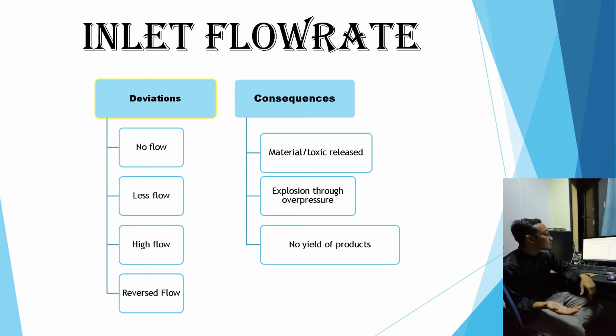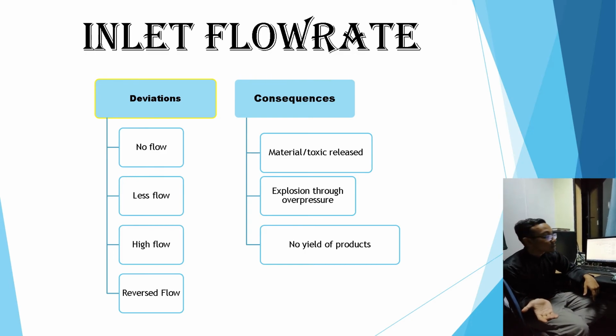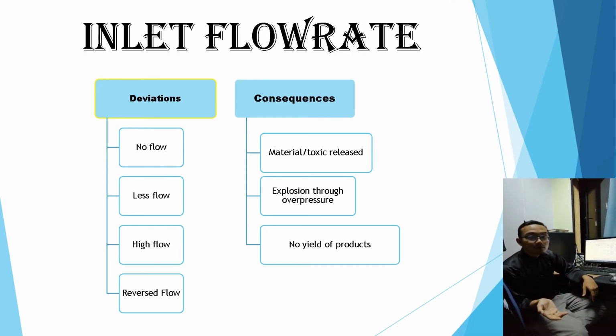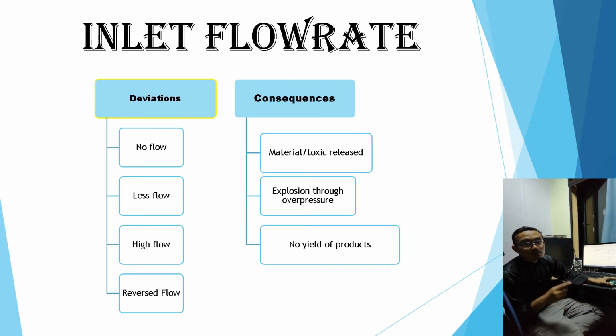Then if there is more flow, meaning that when more flow comes in, it will increase the pressure inside the tank and might explode. Next, if the flow rate is less, then the reaction inside the reactor might not occur efficiently, so we will get a lot of byproduct that we don't want. And last, the reverse flow. In case of reverse flow, there will be no reaction and also no product being produced. Okay, that's for the first parameter.